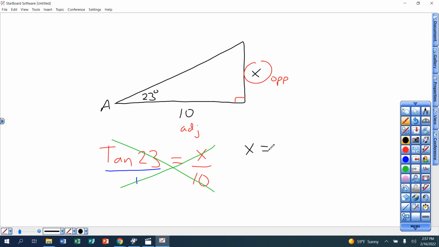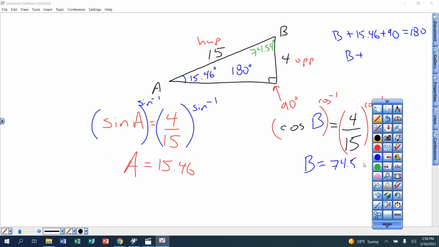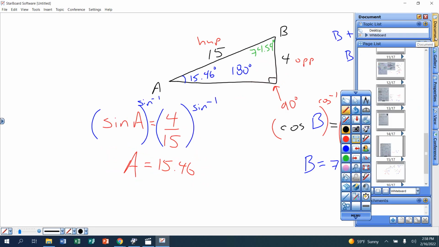So why don't you ladies try that there? Because if you do that right, that should give you about 4.24. So I did tangent 23 first, and then close that parenthesis, and then times 10. All right. Let's get back to the handout there. Thank you for letting me go over that with you, ladies.